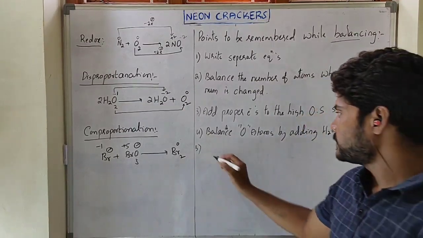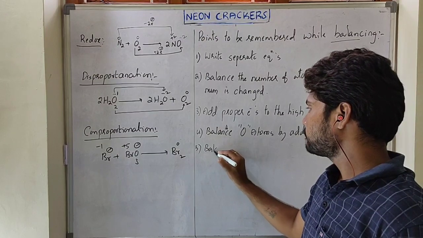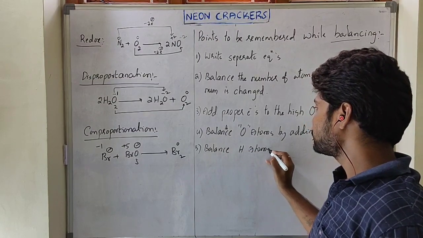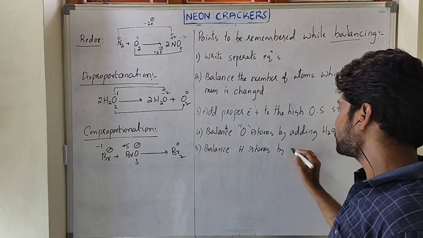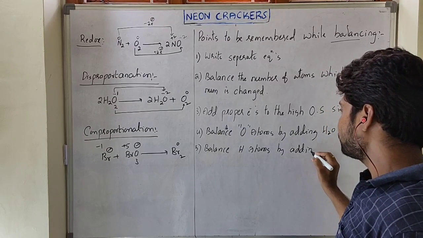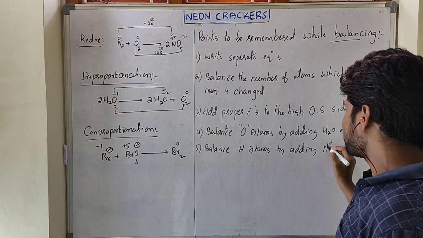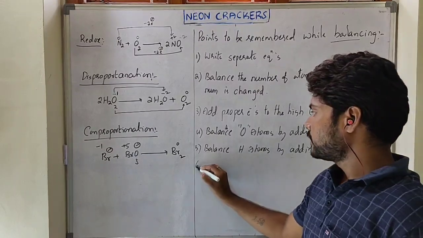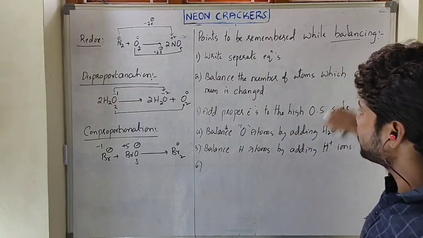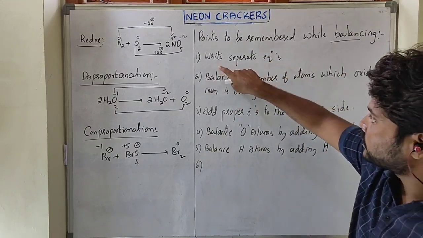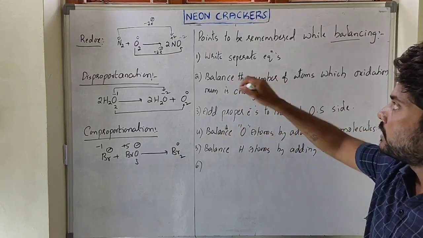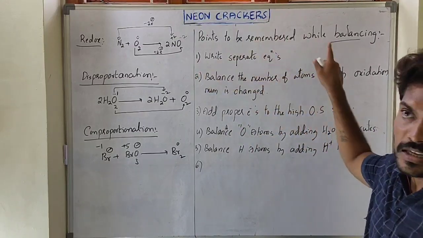Next, fifth point, balance hydrogen atoms by adding H plus ions. Now we have to do separate equations. These are all the four conditions, 1, 2, 3, 4. These four conditions we have to write separately in oxidation as well as reduction reaction.